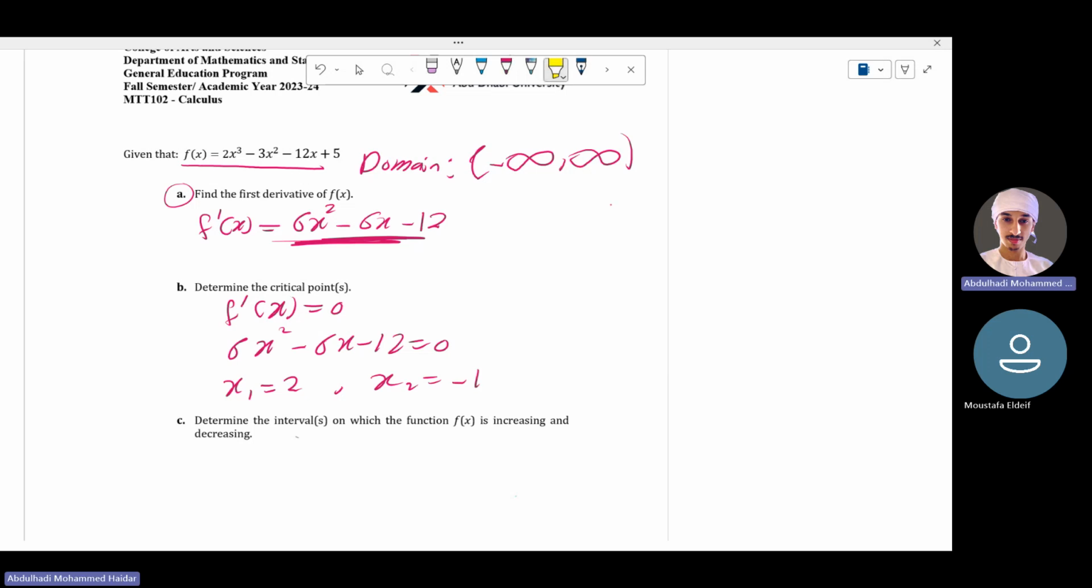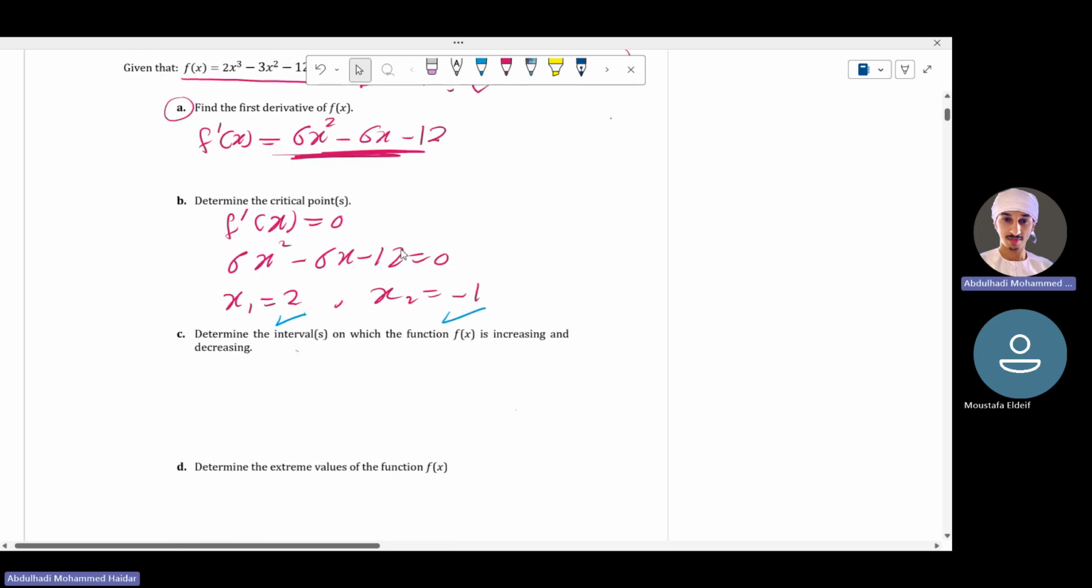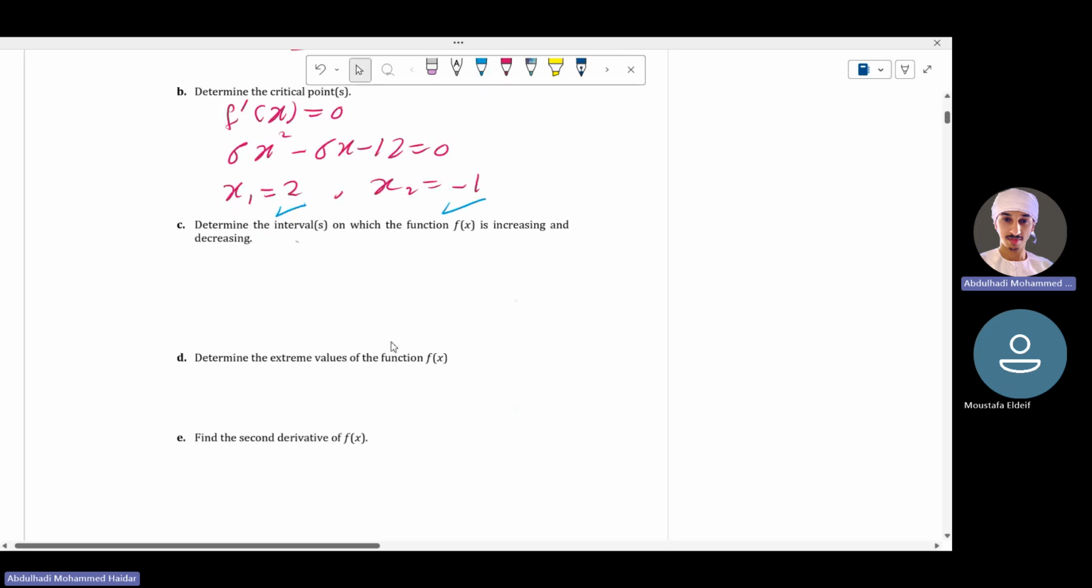Why? Because to be a critical point, it has to satisfy two conditions. The first one is to be within the domain. So both of them are within the domain, okay, so they satisfy the first condition. The second condition we can note after we draw the graph. So here we are going to draw the graph. So this is the question.